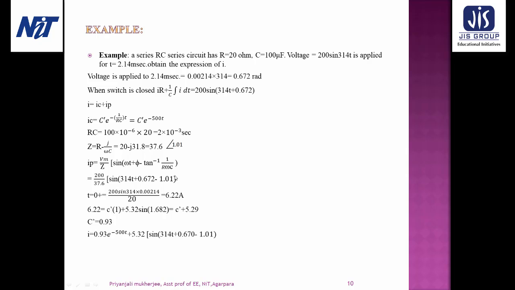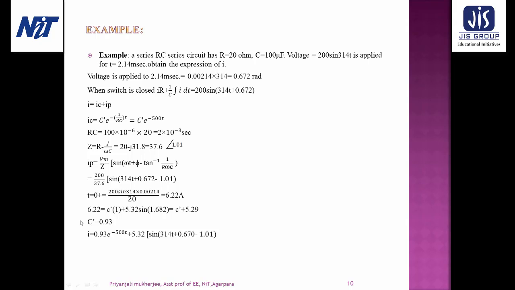Now at t equal to 0 plus, the ratio of the voltage at t equal to 2.14 millisecond to the resistance only, which indicates the moment just after the switching. The switching is performed at t equal to 2.14 millisecond, but not at t equal to 0 second. So we can assume that 0 plus actually means t equal to 2.14 millisecond plus, because we are giving the input after 2.14 milliseconds. So it becomes 6.22 ampere.